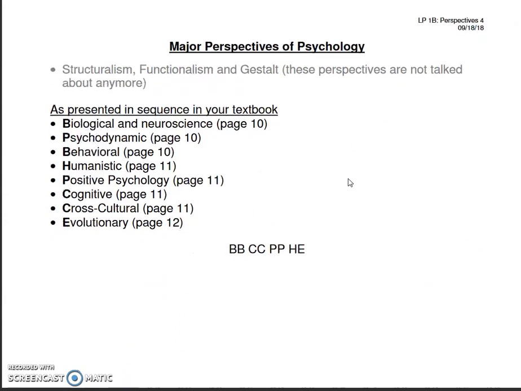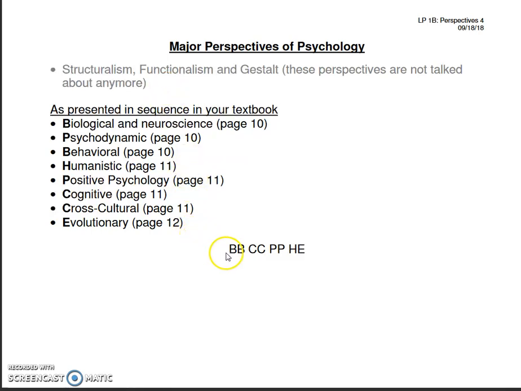Now, there are 8 major perspectives that are talked about in your book, and I've got them listed in the sequence in your book: biological and neuroscience, psychodynamic, behavioral, the humanistic, positive psychology, movement, cognitive perspective, cross-cultural, and evolutionary. Structuralism, functionalism, and Gestalt really aren't perspectives that are talked about anymore. Sometimes they're referred to as perspectives, but not really.